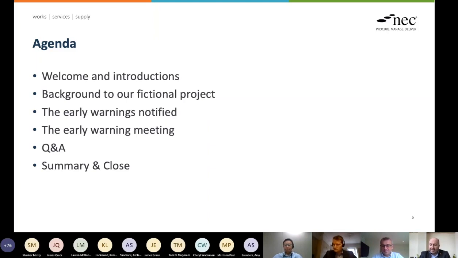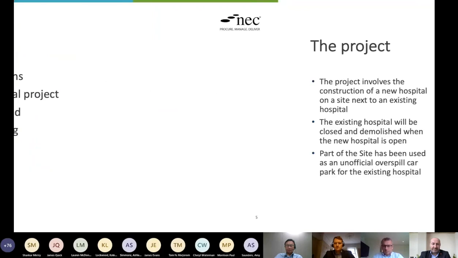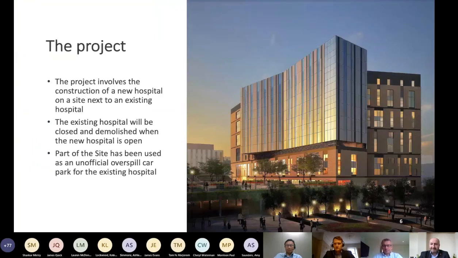Just to highlight, this is obviously a mock early warning, so we're discussing things that have been created for this meeting, and people are playing certain roles that may not match their actual approach to the NEC contracts or how they would operate normally. But we're trying to show a little bit of bad practice as well as good practice to help inform users over how these meetings should operate. So I'm going to hand over to Mark now, who's going to take you through the background to the project.